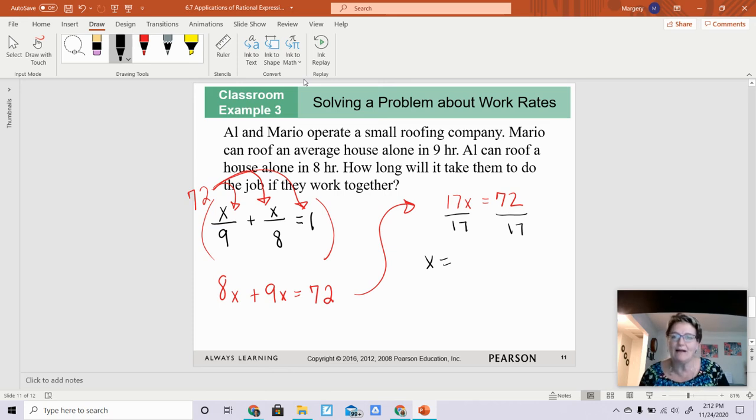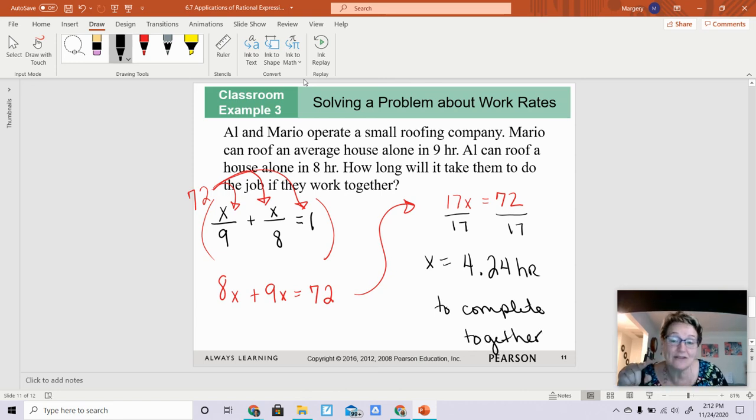So they want to know how long will it take them to do the job if they work together. 72 divided by 17, I get 4 hours. Let's just do the hundreds place. 24. So 4.24 hours to complete together. Okay? Together.